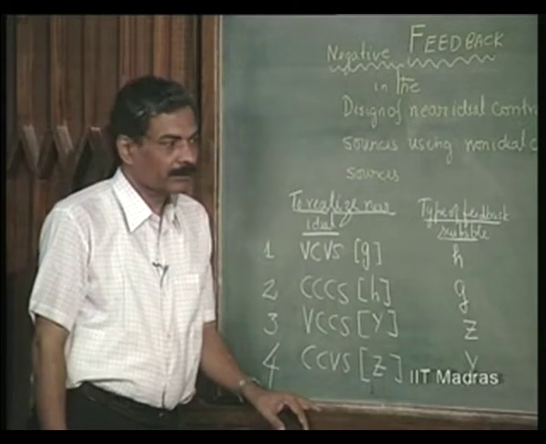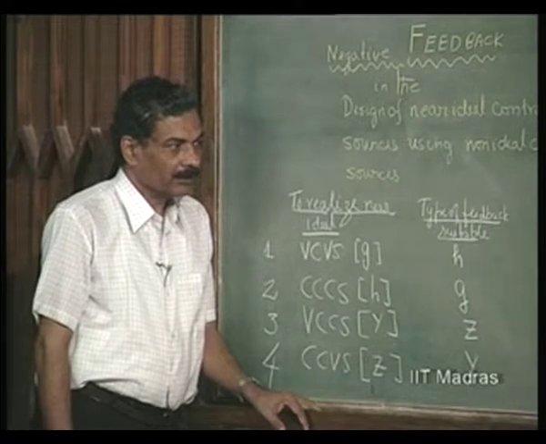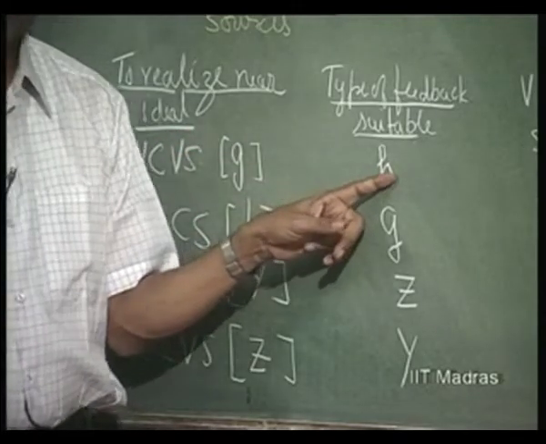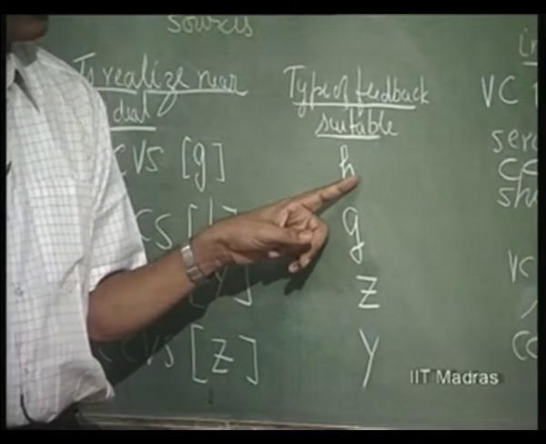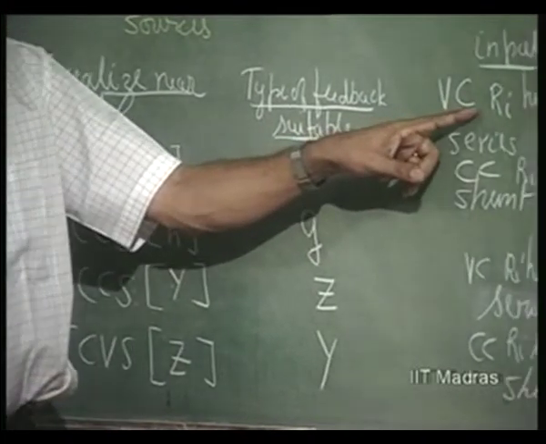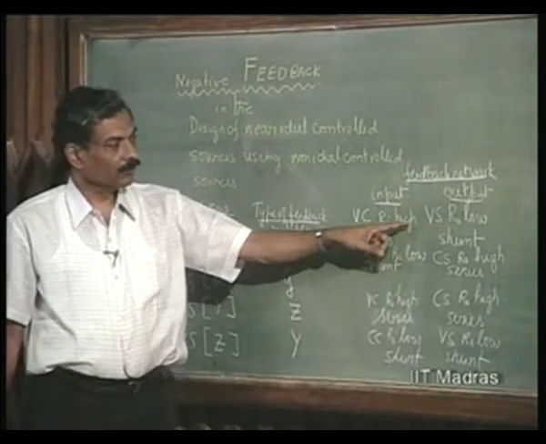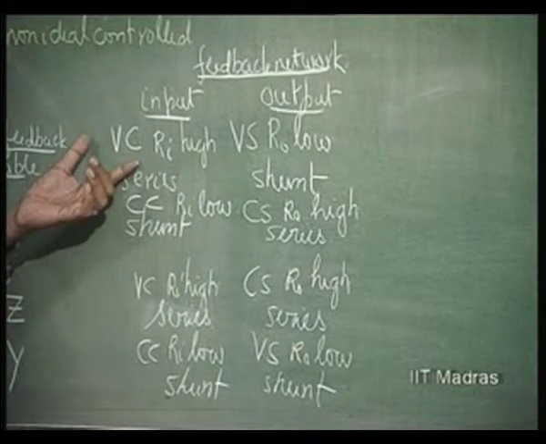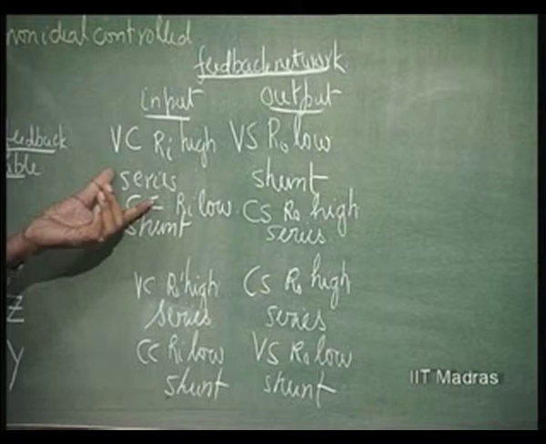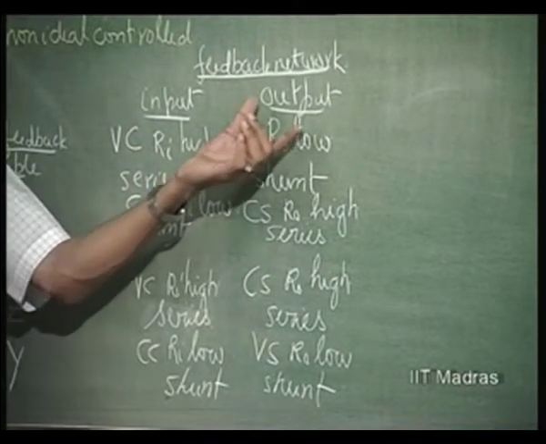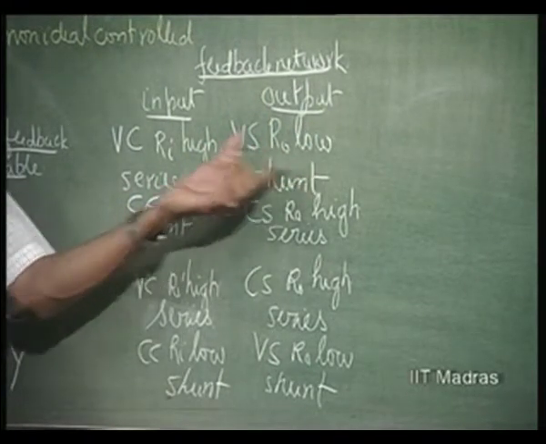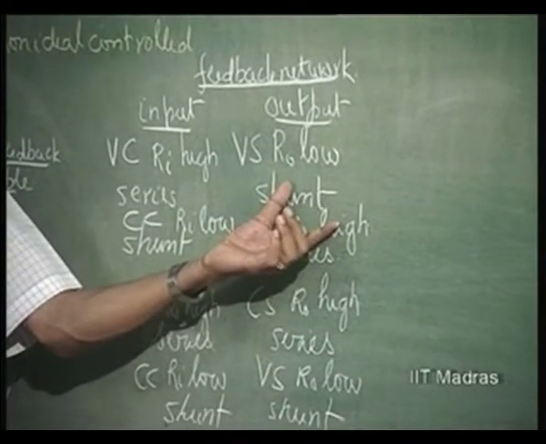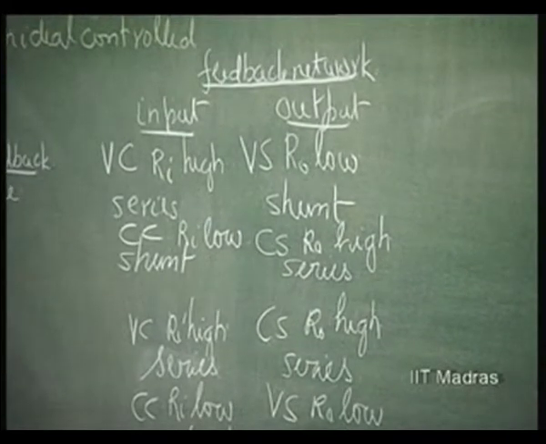Now, this idealization, how is it going to be achieved? The type of feedback that is suitable for VCVS is obviously H feedback. Now, how is it H feedback? Voltage controlled means input impedance is high. Voltage source means output impedance should be low. When you bring another network, the only way you can boost up the input impedance is to bring it in series. When you bring another network, the only way you can bring down the output impedance is to put it in shunt. So, this arrangement has the feedback network in series at the input and shunt at the output. So, this kind of thing is called H feedback.